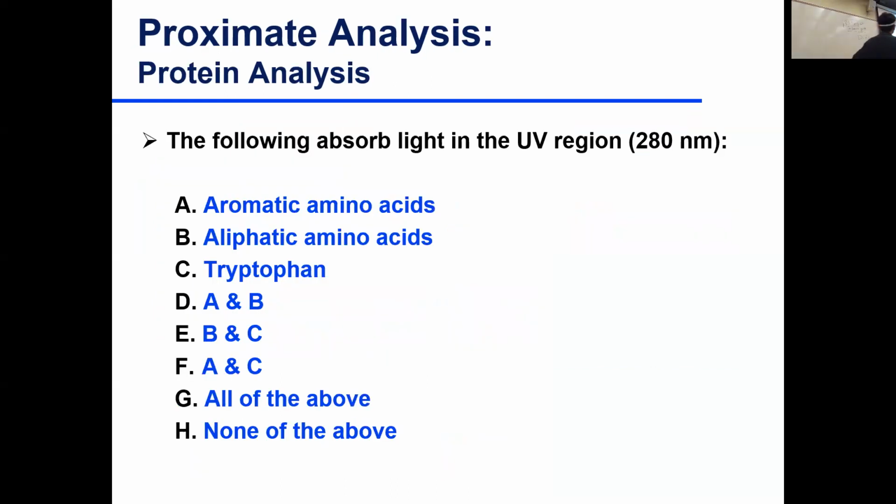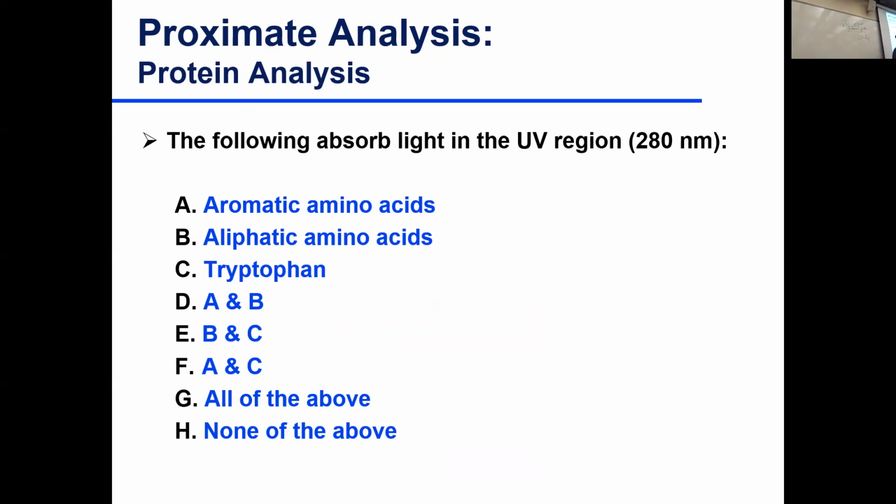All right. So let's answer this. What do you remember from your food test? The following absorb light. Yes. A and C. Yes. So tryptophan is an aromatic amino acid.